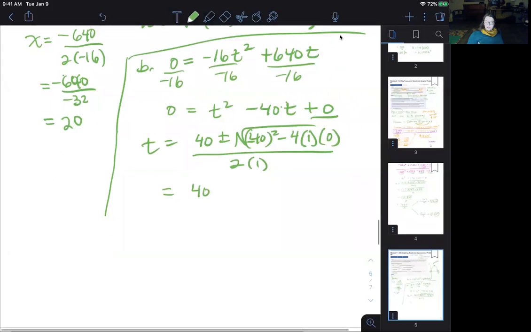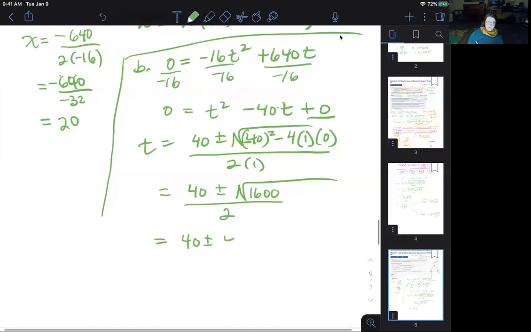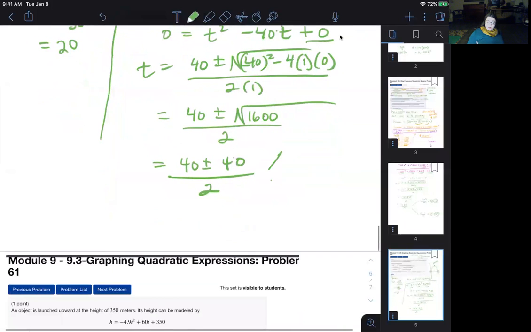So I have 40 plus or minus the square root of, negative 40 squared is 1600, because 4 times 4 is 16, and then we're going to put 2 zeros on the end, over 2. That equals 40 plus or minus the square root, and we already know the square root because I just squared that number. So that's 40 over 2. And that's where you're going to see the 0. So I have 40 minus 40 over 2, which is 0. And then I have 40 plus 40 over 2.